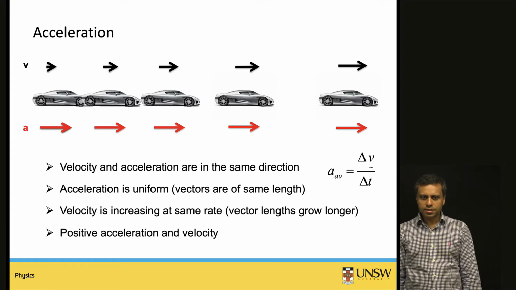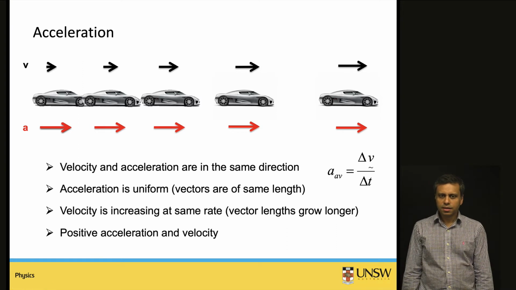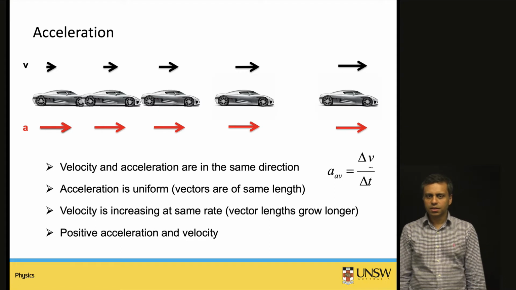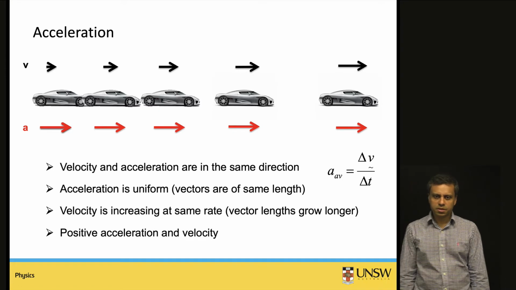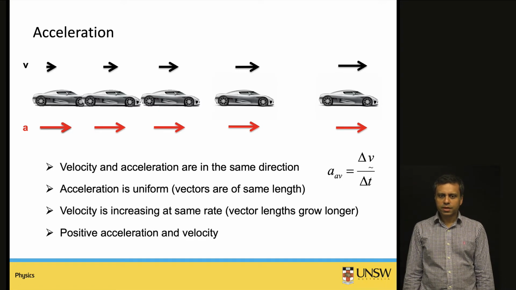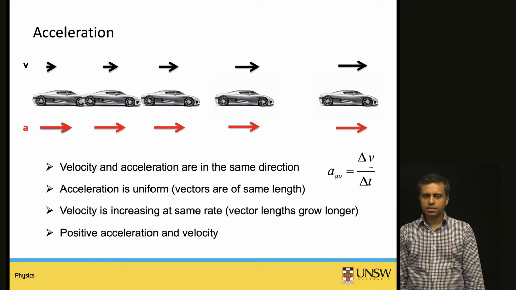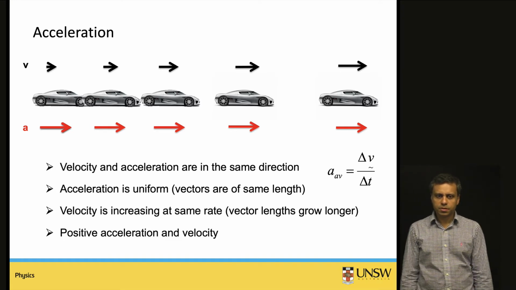So why is the acceleration positive in this case? Because the final velocity is greater than the initial velocity. So that delta v gives us a positive quantity, and delta t time is always positive. So the average acceleration delta v over delta t is positive in this case. So the acceleration is positive.